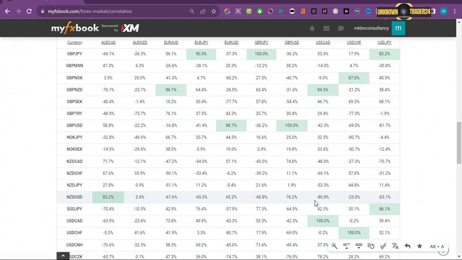Okay, I believe the correlations can help you sometimes. If you get a very good setup on USD CAD, then you can also take the opposite direction on New Zealand USD, and then you might get away with it. However, you're gonna need a setup as well, but you can get away with it. Okay, so I just wanted to show you the correlations.